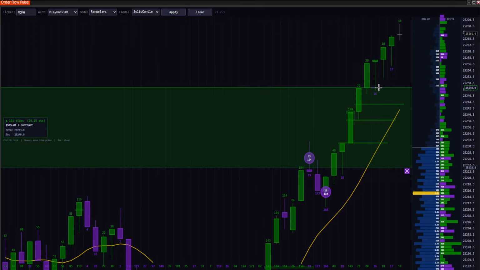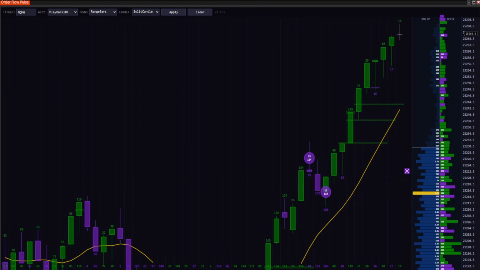Let's say you got out right here because you saw that sell imbalance and we looked like we were starting to break, and you went on ahead and got out. That's still a $25,500 trade. So let's go ahead and keep going.